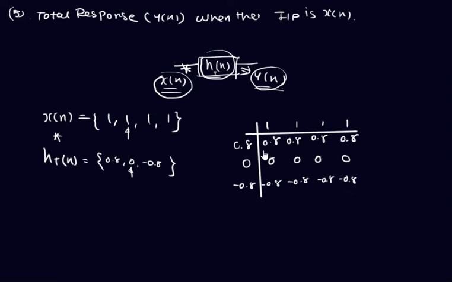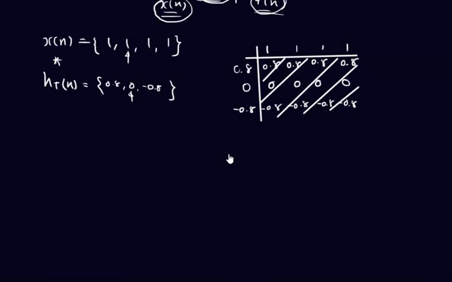Okay, now simply what we have to do is add all the diagonal values. The example is really simple. If you know the tabulation method, then this is the easiest example that we have calculated till now. Now the resultant will be y of n, which is x of n convolved with h of n. So the resultant will be in the form of addition of the diagonal elements.